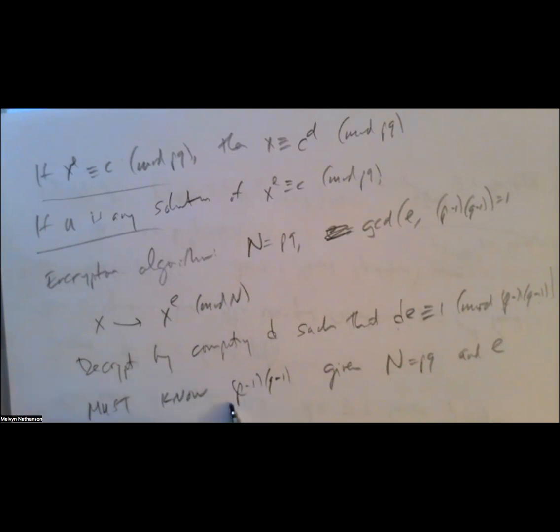How do you do this? How do you get p minus 1, q minus 1? Well, you might say it's easy. You have n, you factor it, you find p and q, then you know p minus 1, q minus 1, and you can find d. So you must factor n to compute d. And factoring is hard. That's the whole message that I am trying to convey here. So this is the RSA crypto system.